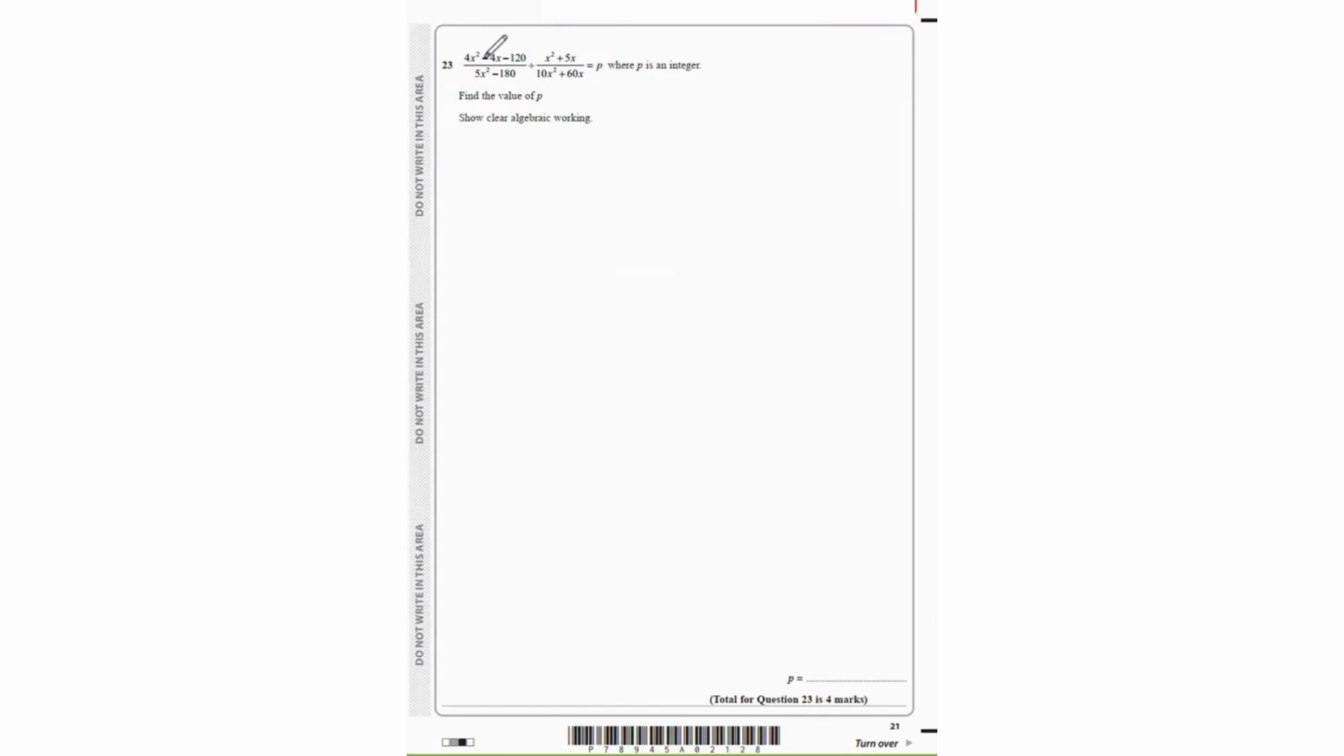So if you look at this, we can see that we have 4 common. So 4 bracket x squared minus x minus 30. And between 5x squared and 180, we have 5 common. So when we take 5 common from 180, that gives us 36. So 5 bracket x squared minus 36 divided by x bracket x plus 5. And we have 10x common, so x plus 6 equals b.